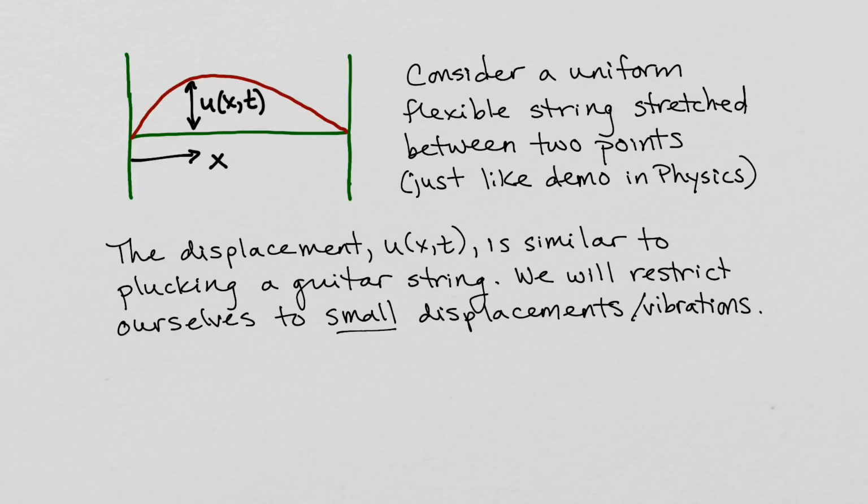Okay, so the displacement is represented by the function u of x of t, right? So we have position and time variables coming into play here. This kind of displacement would be similar to plucking a guitar string. One thing that we're going to keep in mind as we go forward is that we're going to restrict ourselves to relatively small displacements or vibrations, and that's just because that gives us the best approximation to this wave equation model.